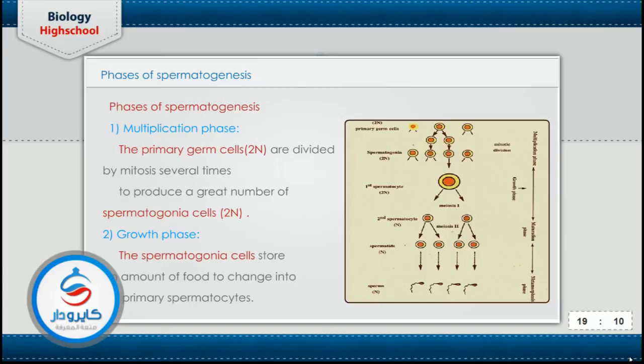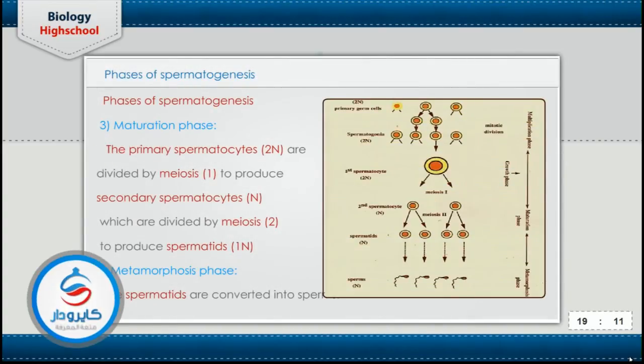The second phase is the growth phase. The growth phase changes the spermatogonia into the primary spermatocyte by storing a great amount of food inside the cell. So it will store a lot of food and grow, and after it was called spermatogonia, it grows and is called primary spermatocyte.